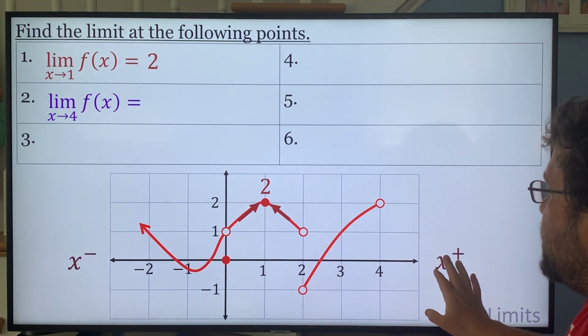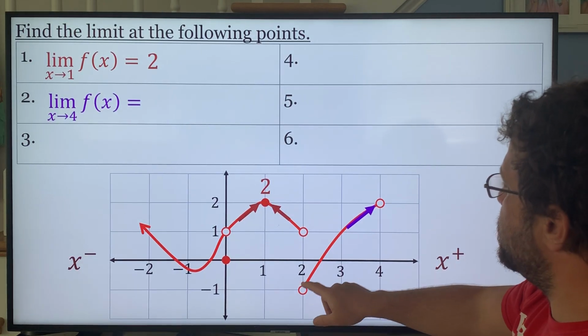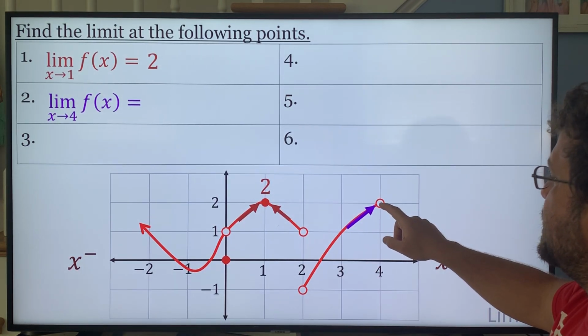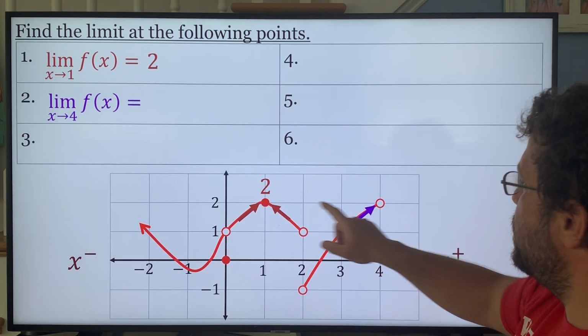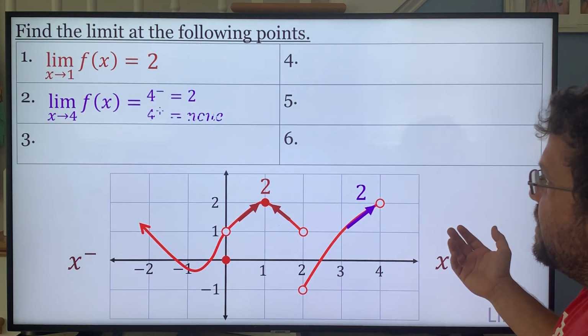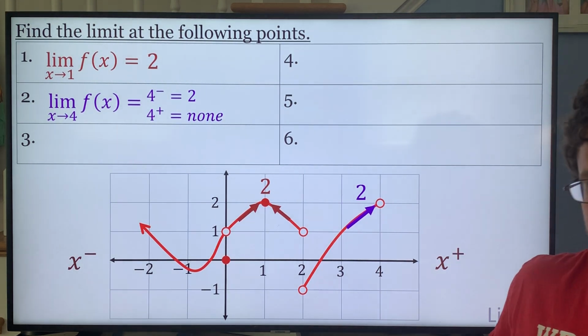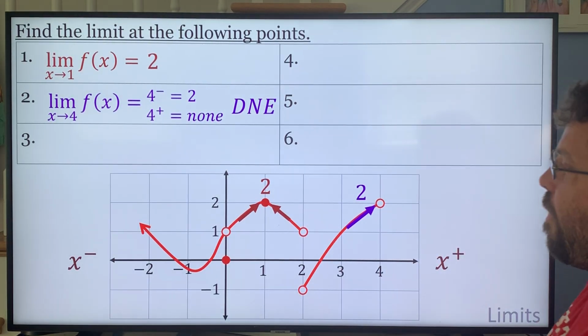Now this is x from the positive side. This is from the negative. Now as it approaches 4, so what that means is 4 from the negative, the answer is 2. 4 from the positive, there's nothing. So what's the limit? It doesn't exist. You need to approach it from both sides, okay?